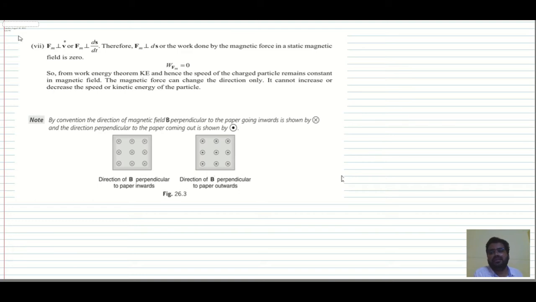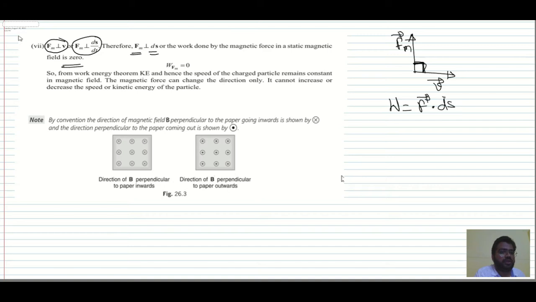So as Fm is perpendicular to V, Fm is perpendicular to ds by dt, that is, the magnetic force is perpendicular to displacement, so the work done by the magnetic force in a static magnetic field is 0. So do remember this, right? As the magnetic force and the velocity are always perpendicular, it is always perpendicular to displacement. Work done is force dot displacement, the angle is 90 degrees, so F ds cos theta, and F ds cos 90 degrees is 0 joule.